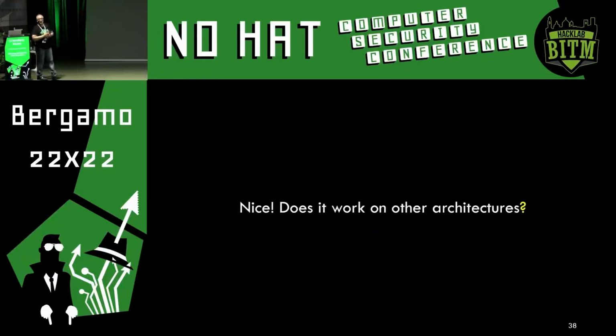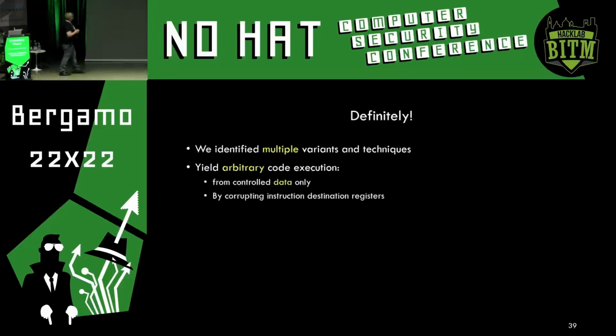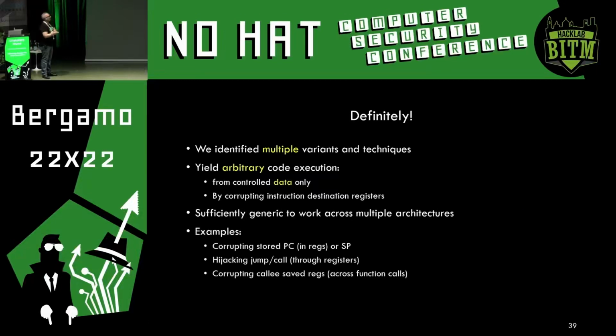Does it work on other architectures? Because in the end, being able to change something to PC is specific to ARMv7, ARM32, only that. There are very few architectures where PC is addressable. This is not a problem. We have multiple variants that give you code execution, and which are sufficiently generic to work across multiple architectures. For example, you could corrupt the stack pointer. It's still a register. Instead of loading to PC, you could load to the stack pointer.